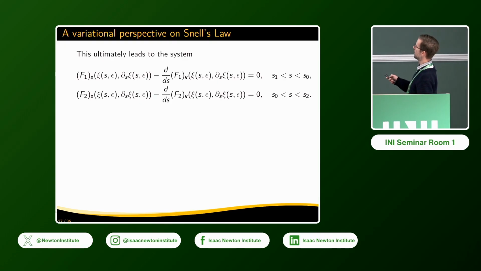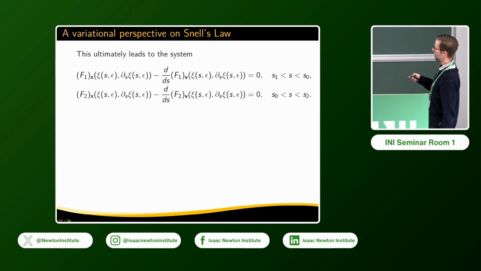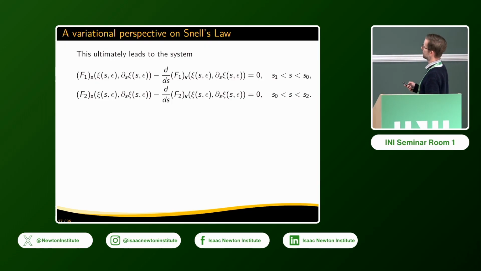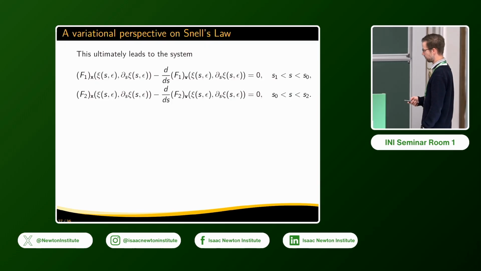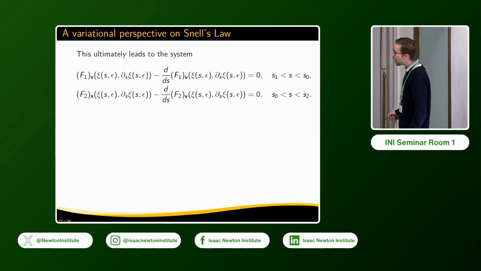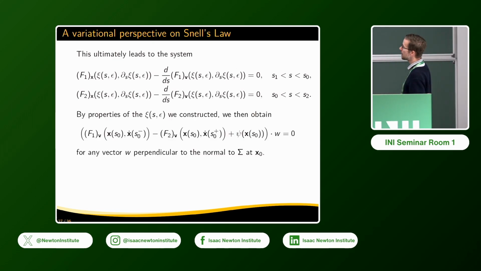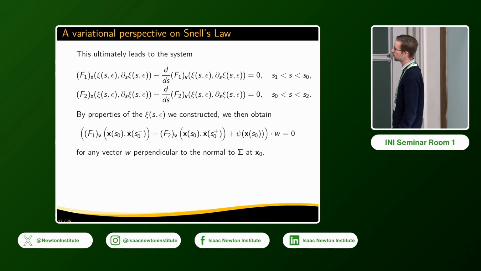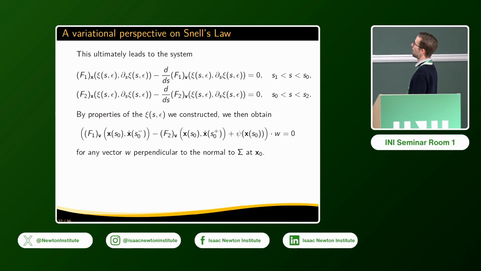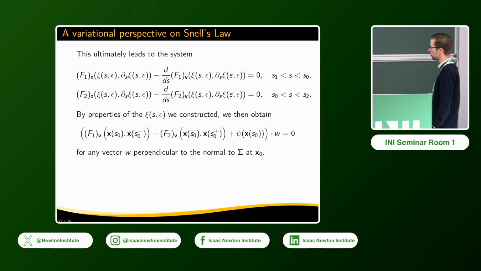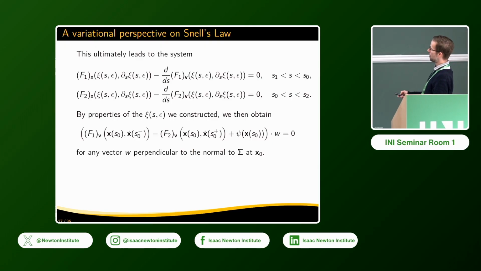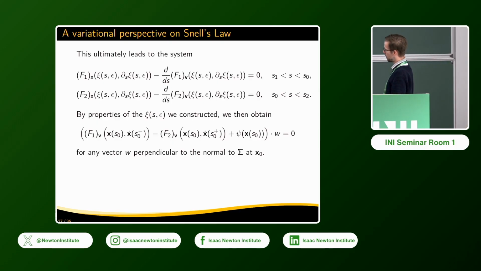So we have all of this on the left-hand side for s less than s0, and then we have the corresponding system for s to the right, bigger than s0. If we unpack all of the properties of this function xi, which I didn't write out explicitly but which we constructed, then all of this together means the following: if I look at now the velocity gradient of f1, let me explain some notation.